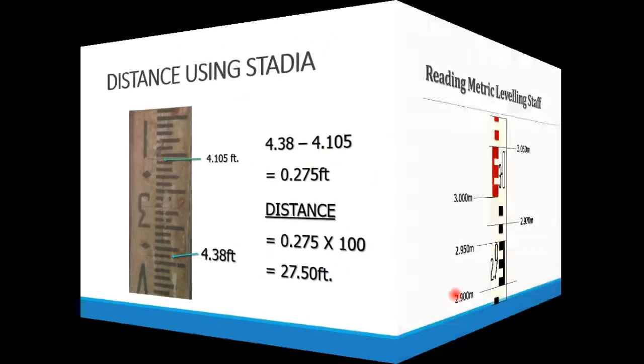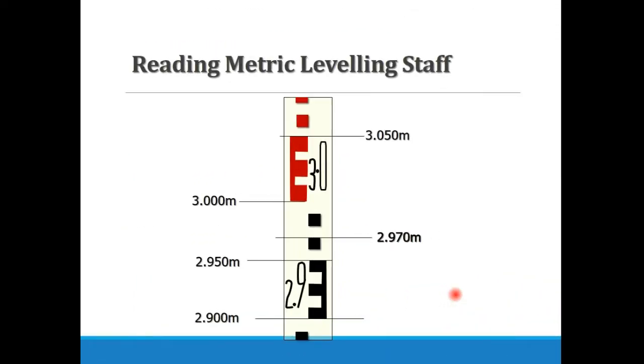But assuming that you have a metric staff, as you can see in this case, you have the readings in meters. So for the readings in meters, you consider the way it is in this case. 3 is at the bottom of the letter E. So this staff is not inverted, it's still as it is. But if it were inverted, then we would have seen how we can read it.